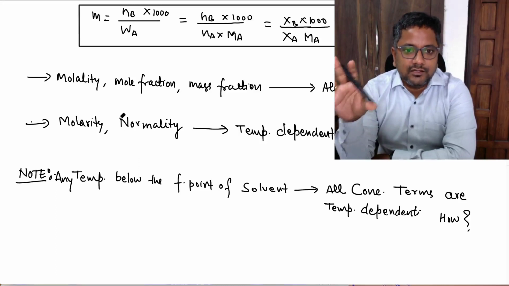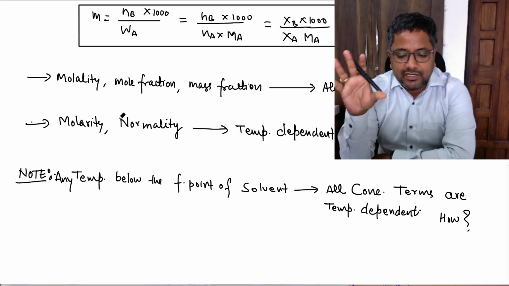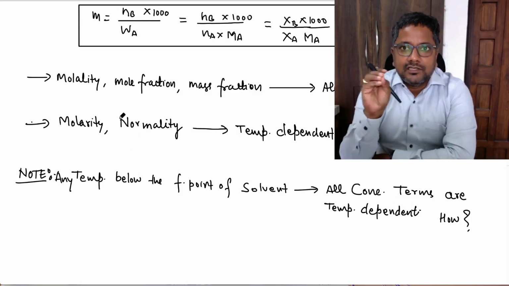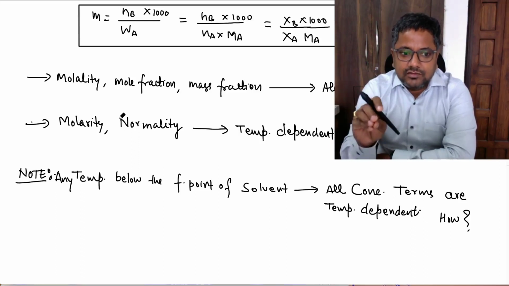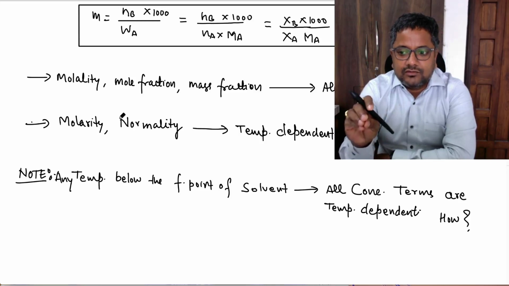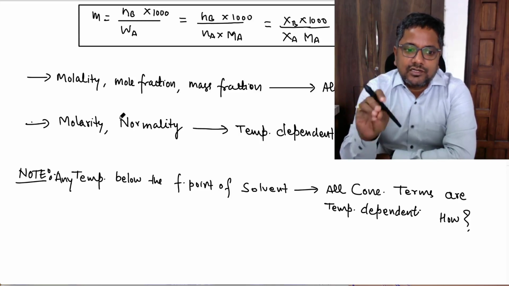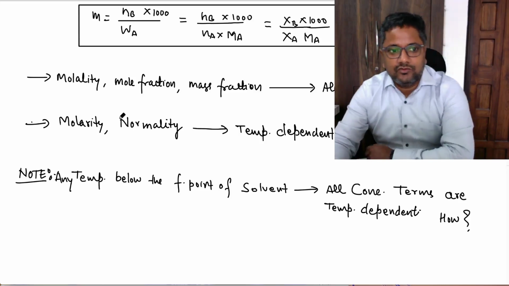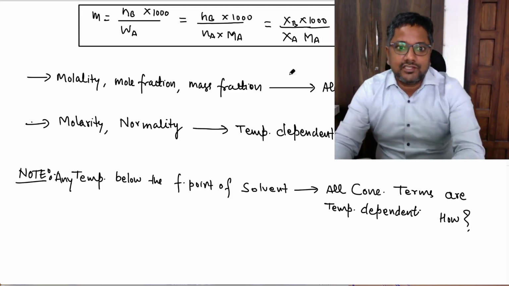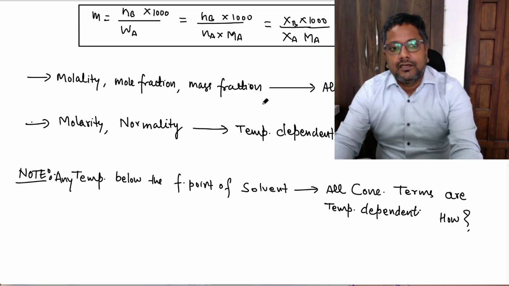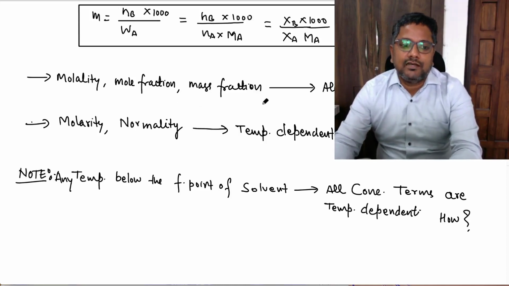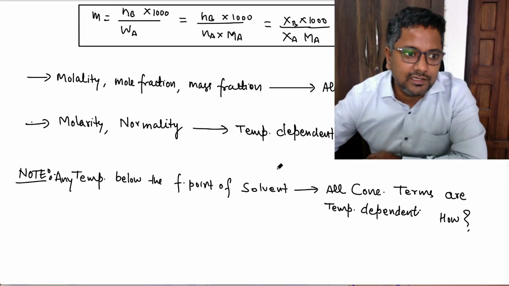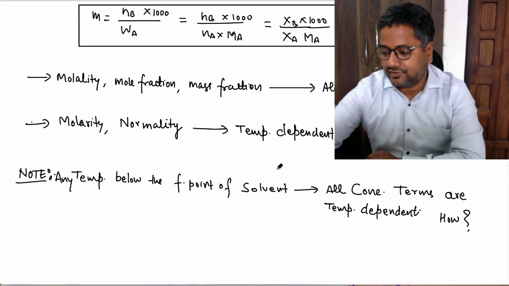So don't be confused, because once you are decreasing the temperature of the solution, solvent will freeze out, and then concentration will change irrespective of the involvement of volume. So this generalization is true only above the freezing point of solvent. Okay, so hopefully all of you are clear regarding this, right?